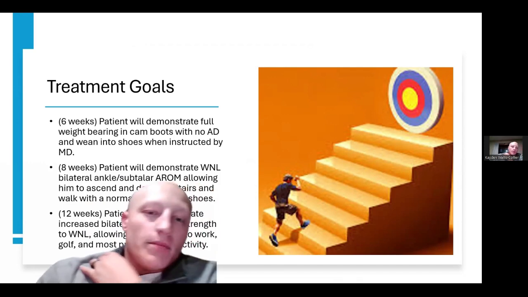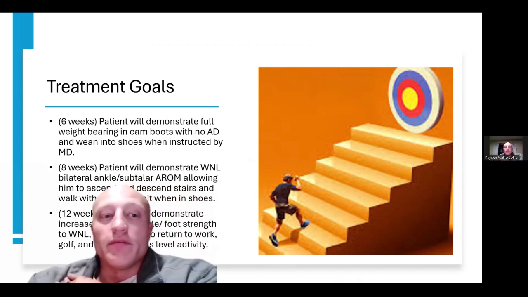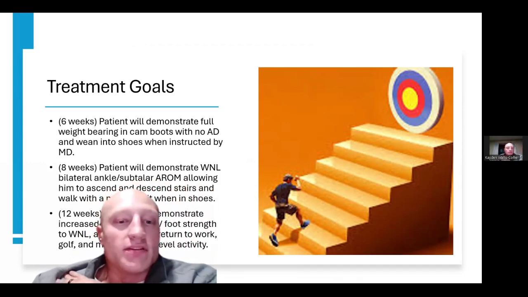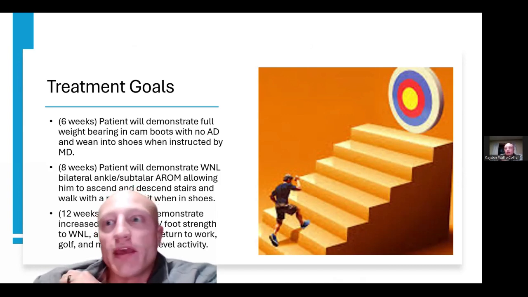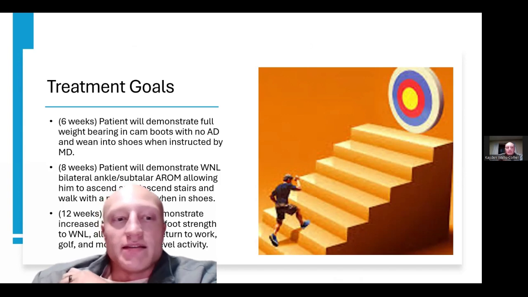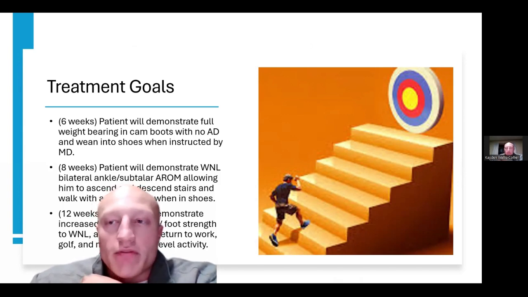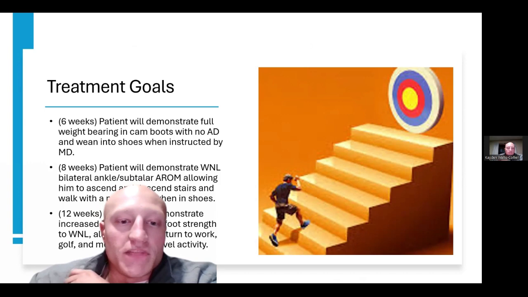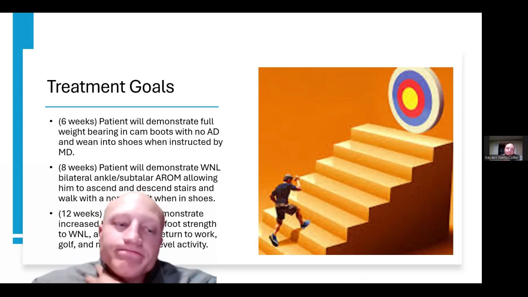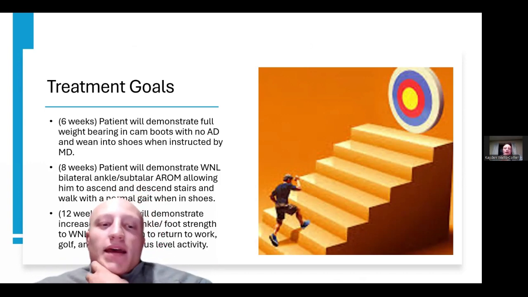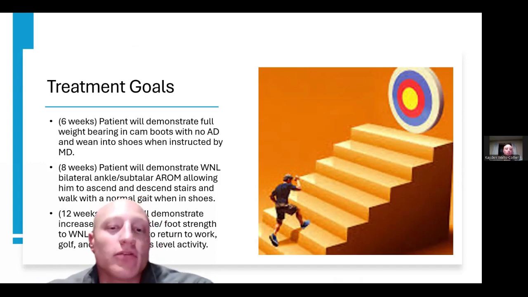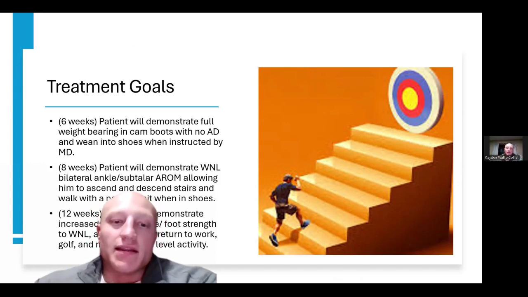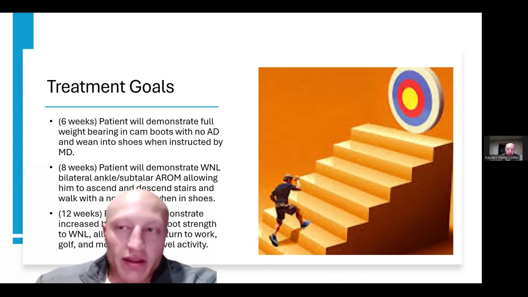At 8 weeks, patient will demonstrate within normal limits bilateral ankle and subtalar active range of motion, allowing him to ascend and descend stairs and walk with a normal gait when in shoes, as the patient still does not have a normal gait pattern, very antalgic gait, just from pain and stiffness. And then at 12 weeks, patient will demonstrate increased bilateral ankle and foot strength to within normal limits, allowing him to return to work, golf, and previous level of activity.